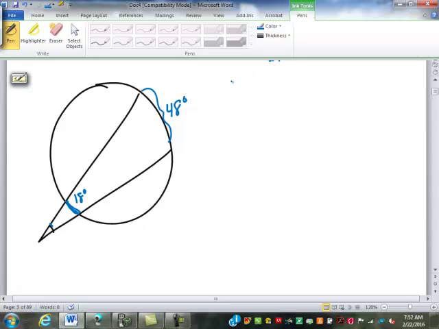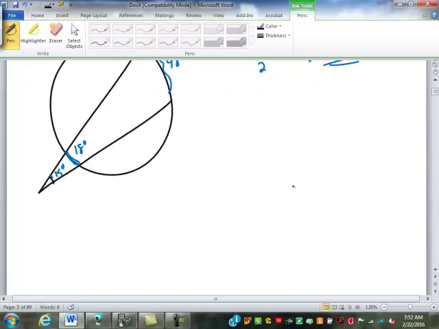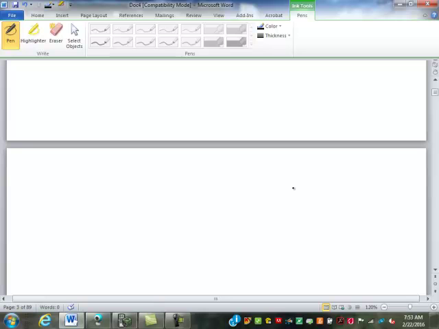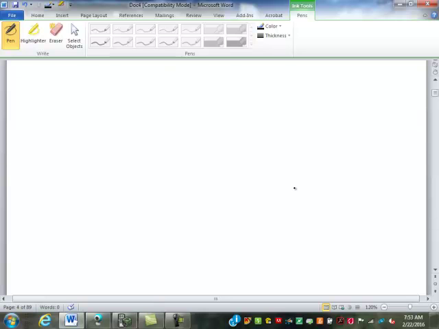This angle is found not by adding the two arcs, but subtracting the two arcs and then dividing by 2. So 48 minus 18 is 30 divided by 2. That makes that a 15-degree angle. Make sense? Well, then let's take a look at some things here.